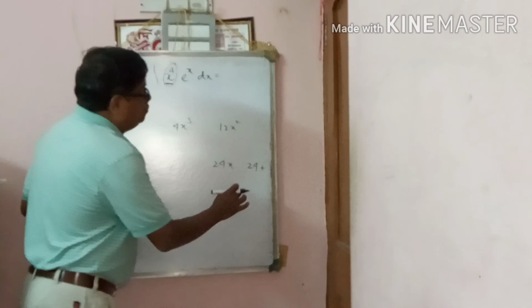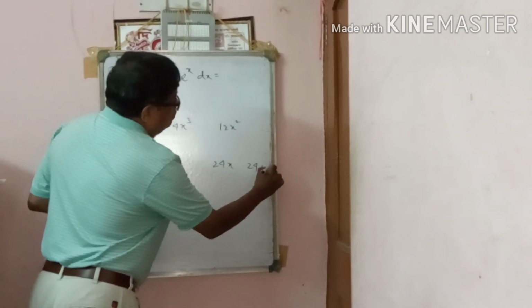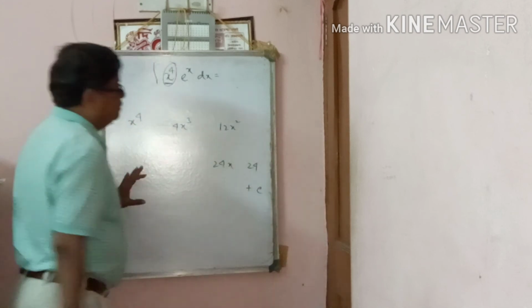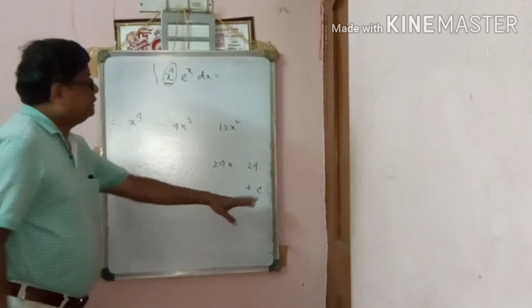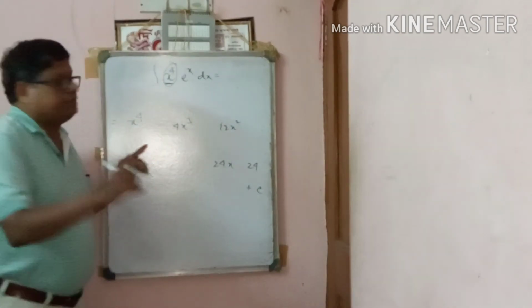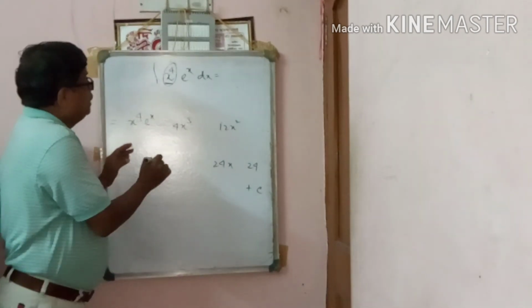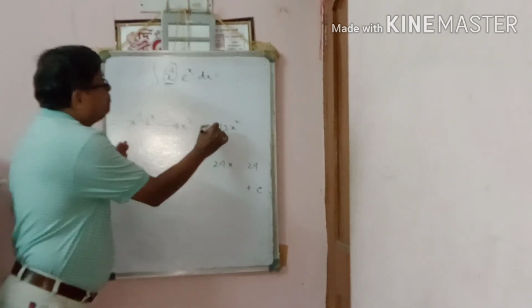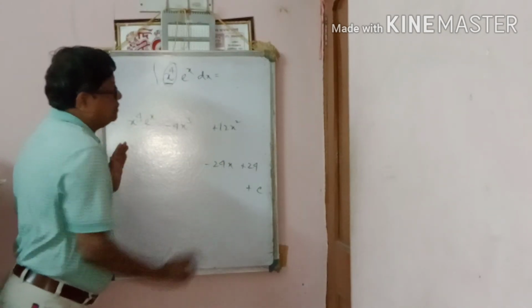Wait. I am writing c. Suppose c here, 0 no need to write, just write c. Now e to the power x, write e to the power x. You know the sign changes: here plus, so write minus, plus, minus, plus.